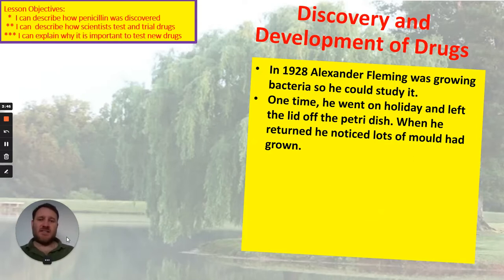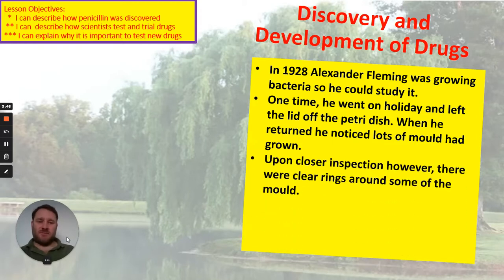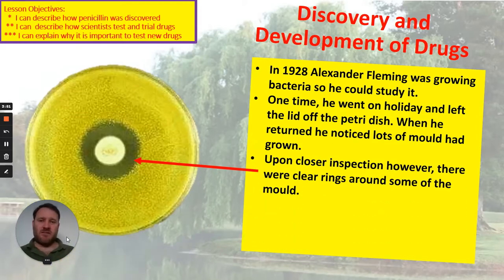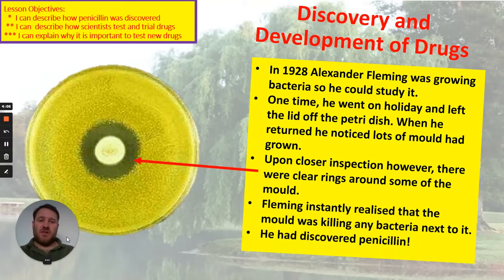That's just ridiculous. But he did, and when he came back from holiday, he realised that the mould had grown in the middle as expected, and bacteria had grown all over the jelly as expected. But what he didn't expect was this ring around the mould, and this ring didn't have any bacteria on it. In fact, nothing grew on it. So Fleming realised that there was something in the mould that killed all of the bacteria.